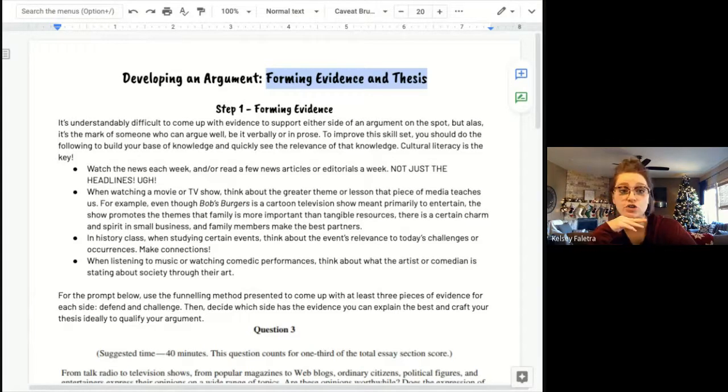Right? In history or in your Gov class, be thinking about events' relevance to today's challenges or occurrences. And I know that your Gov class does a really good job of making connections between current events and issues that have been plaguing us from the beginning. So those of you who've taken AP US and AP Gov are in a really good spot because obviously those AP curricula overlap. And so we're all hoping that you're making connections and being able to form arguments and develop positions according to the information that we're presented with. And then obviously when you listen to music or watch comedic performances, those people are making arguments. What arguments are they making, and where do you fall on the issues that they're presenting? And place yourself in opposition with them and determine where you fall, right?